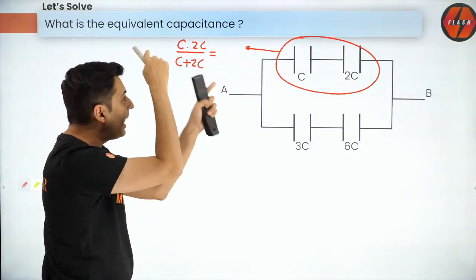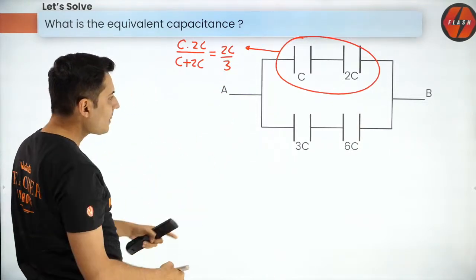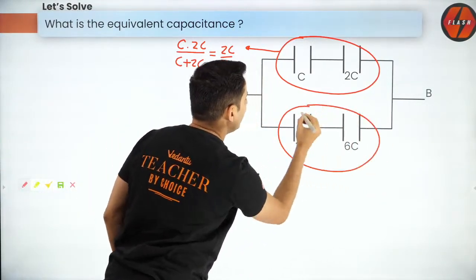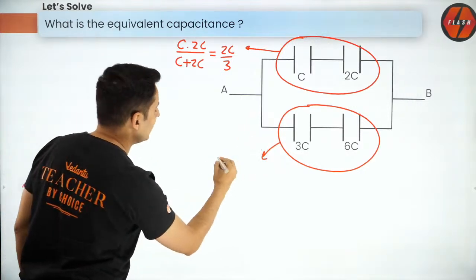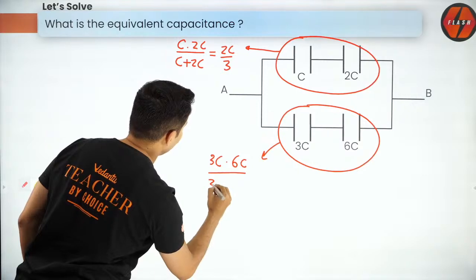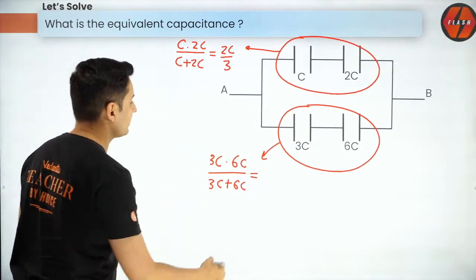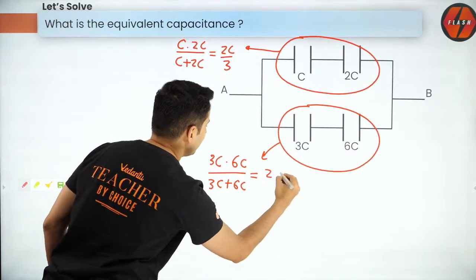Remember, for series use the parallel formula. Correct. So this will be 2C by 3. Similarly, the equivalent of both of them, what will it be? 3C into 6C divided by 3C plus 6C. 3 sixes are 18, 3 plus 6 is 9, so 18 by 9 is 2, so it will become 2C.